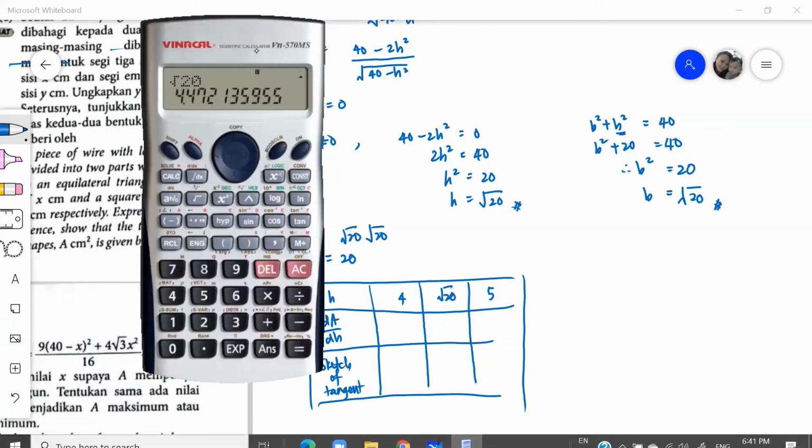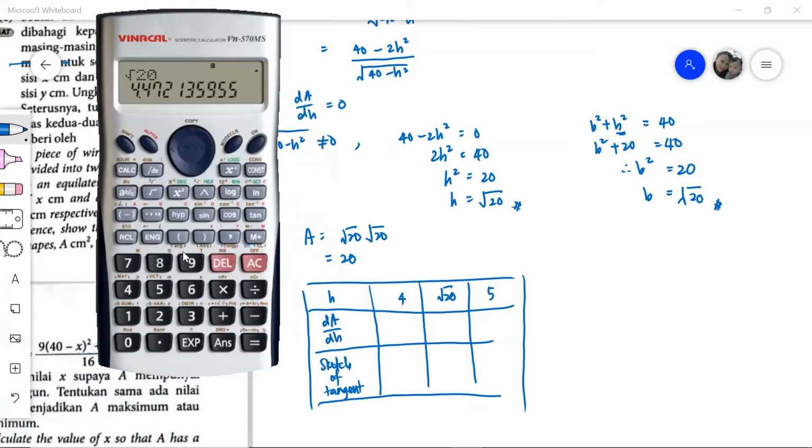So use the calculator. So we have 40 minus 2H squared. No H, we use x to represent it. 2x squared, and then over the square root of the whole thing, which is 40 minus x squared. Close bracket. Okay, so what is the x? When x is the square root of 20, you can check. It should be 0. Yes, we got 0.